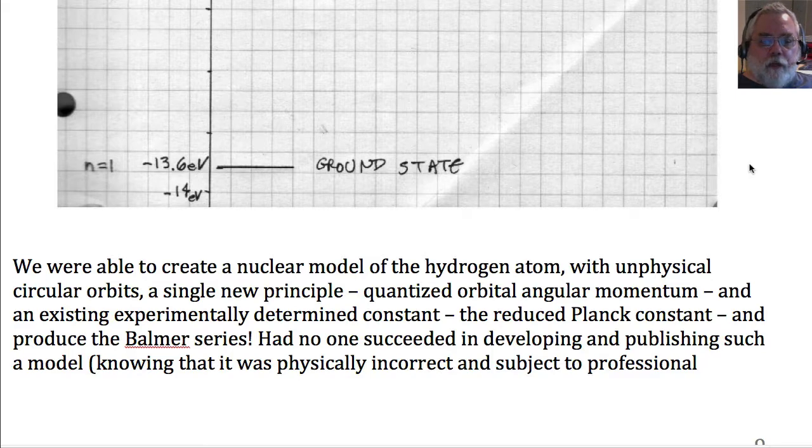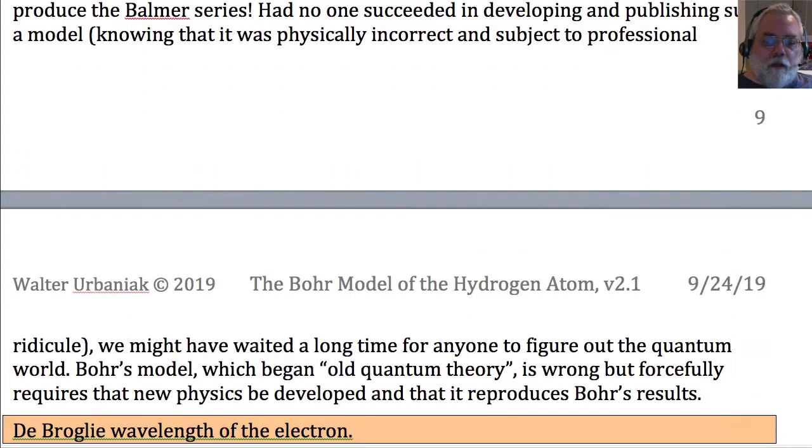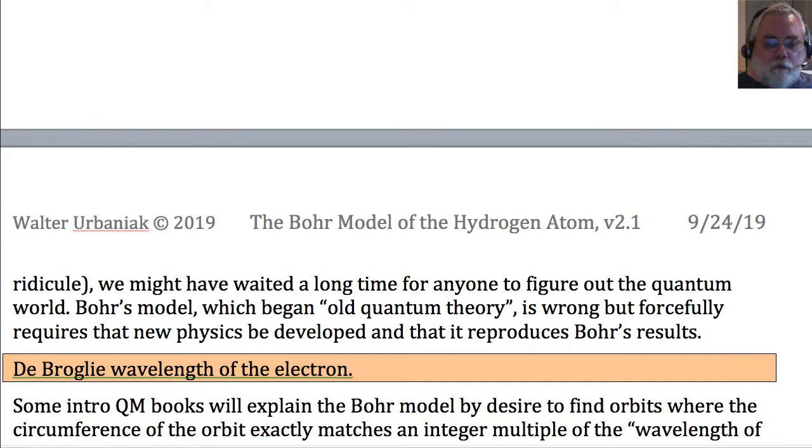We were able to create a nuclear model of the hydrogen atom with unphysical circular orbits, a single new principle, quantized orbital angular momentum, and an existing experimentally determined constant, the reduced Planck's constant, h-bar, and produce the Balmer series. Had no one succeeded in developing and publishing such a model, knowing that it was physically incorrect and subject to professional ridicule, we might have waited a long time for anyone to figure out the quantum world.